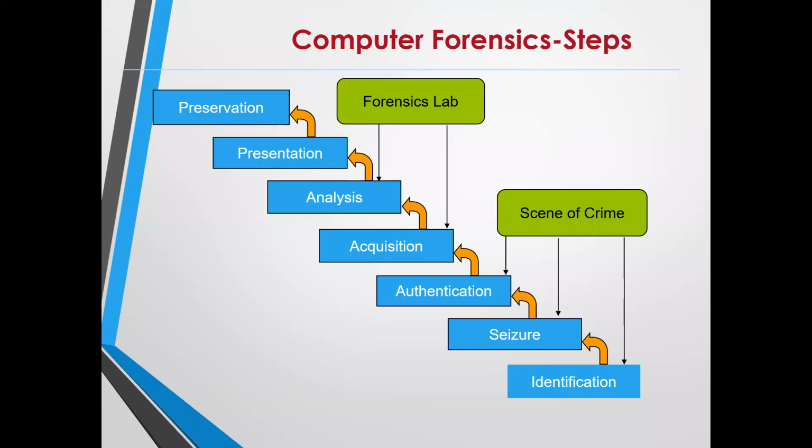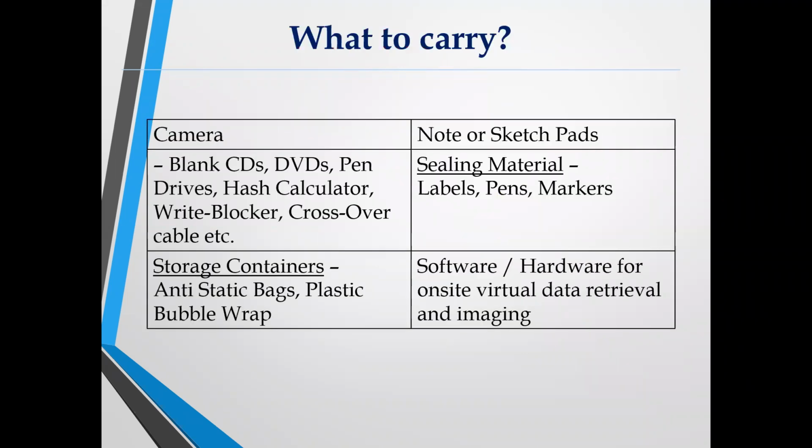Then we go to acquisition. In the acquisition stage, we make the image, the duplicate of what the storage device contains. We take it for analysis, where we are searching. When we pick what we need, we present it, organize it properly. Then we preserve our hard disk. Those are the normal steps that we had seen.